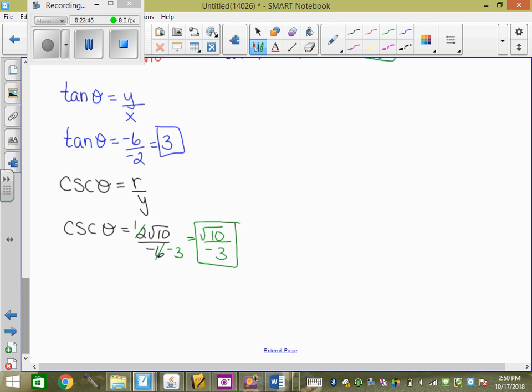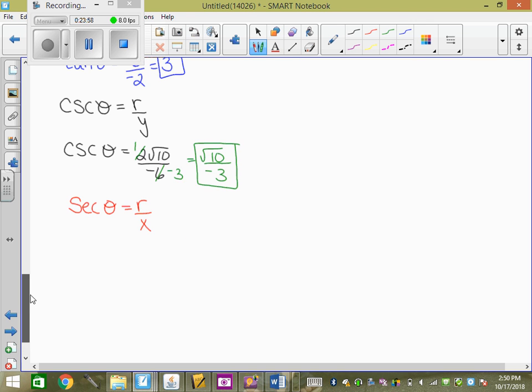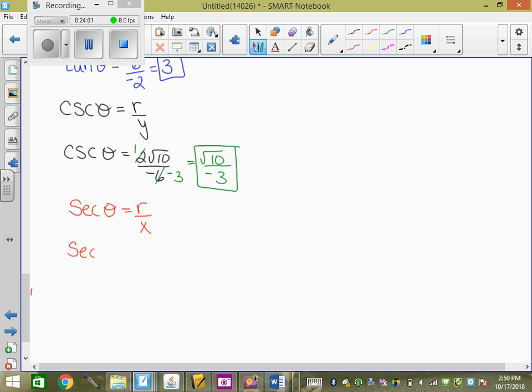Then cos's best friend is secant. Secant theta. If cos is cook extra rice, this is rice extra. So secant theta equals 2 root 10 over negative 2. 2 out of 2 is 1. 2 out of negative 2 is negative 1. So it's root 10 over negative 1. Although that is correct, that's probably not the answer they'll give. What do you think they're going to give? Negative root 10.